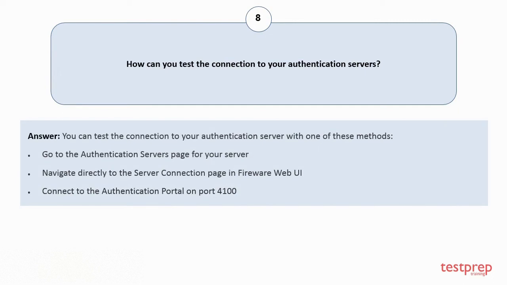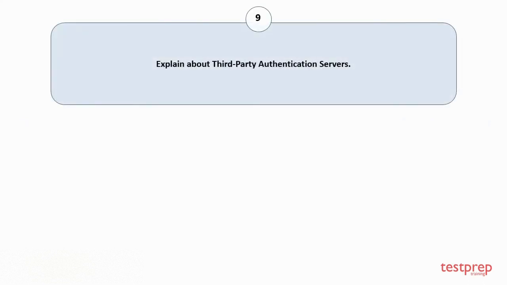Your answer is: you can test the connection to your authentication server with one of these methods. 1. Go to the authentication servers page for your server. 2. Navigate directly to the server connection page in Fireware Web UI. 3. Connect to the authentication portal on port 4100. Question number 9, explain about third-party authentication servers.